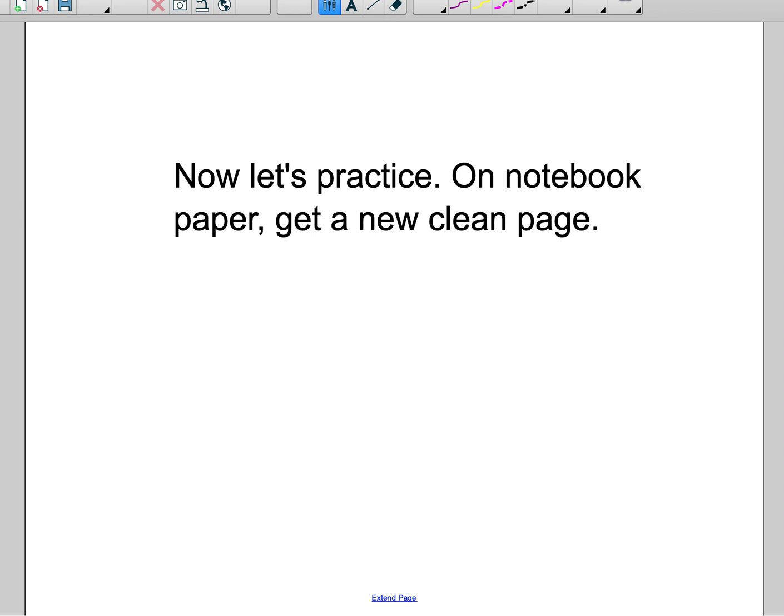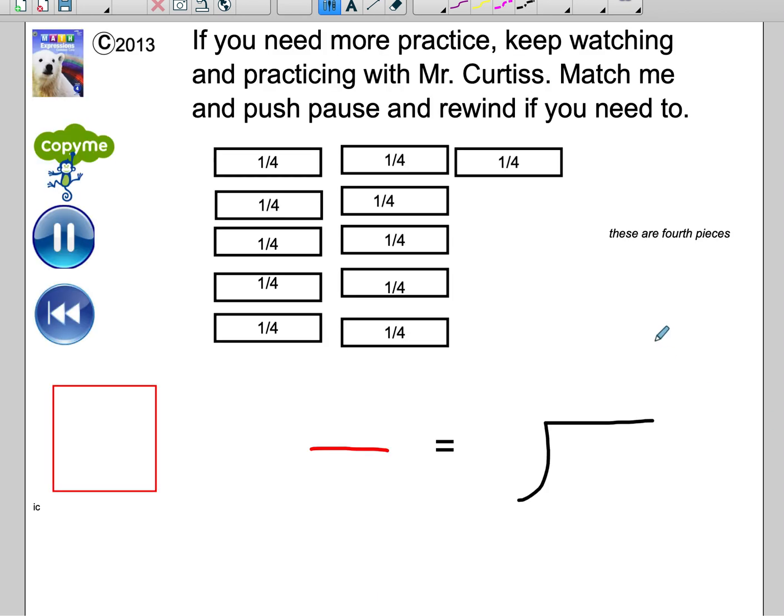Okay, so moving on. If you need more practice, you can keep watching. We'll do one more example. You can watch it with me. You can match me and push pause and rewind if you need to through this part or any part. And if you are ready to go on to the assignment in the Google Classroom, go ahead and good luck.